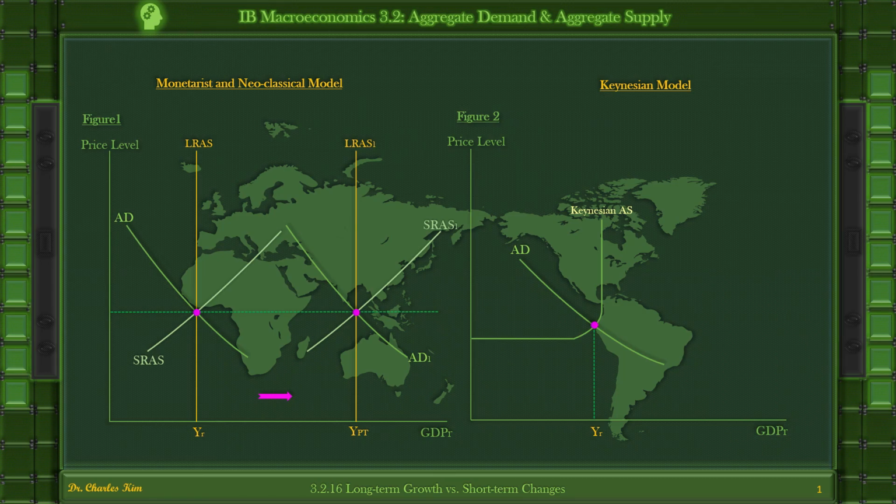Long-term economic growth under the Keynesian model, like the monetarist and neoclassical models, will result in a rightward shift in the aggregate supply curve, AS, as well as the aggregate demand curve, AD.